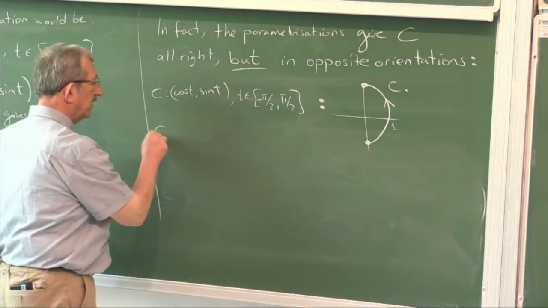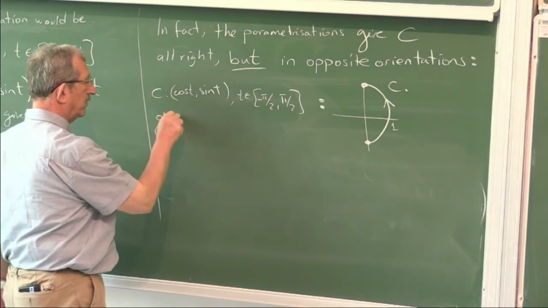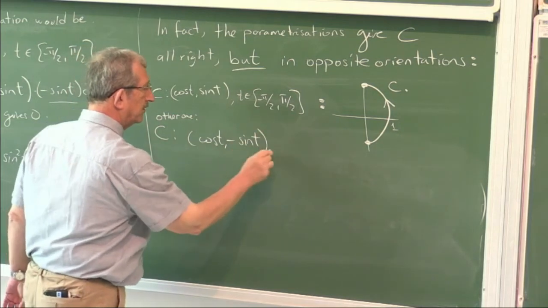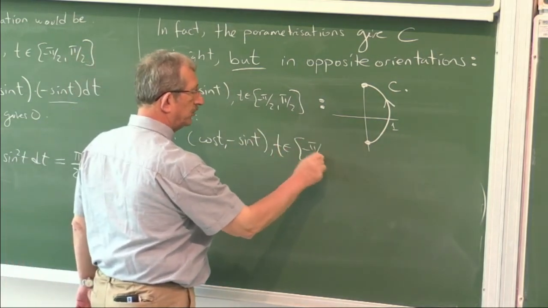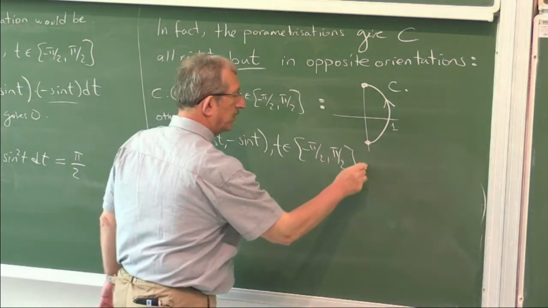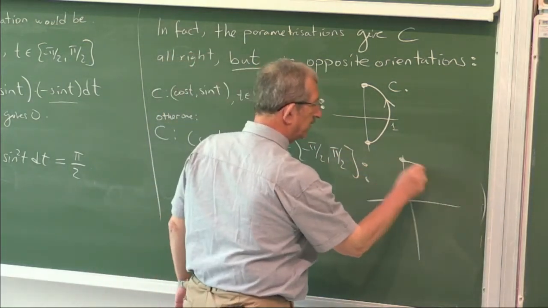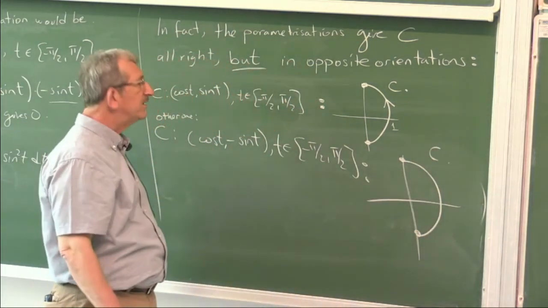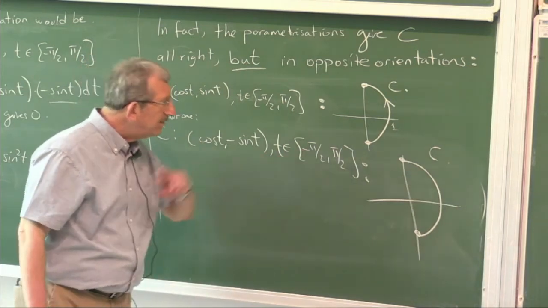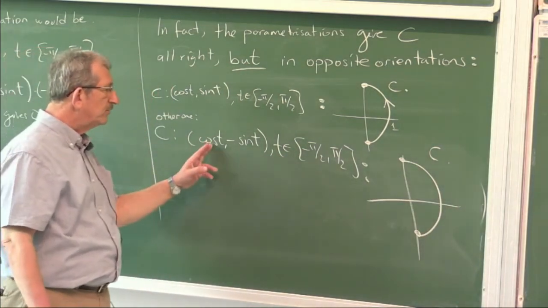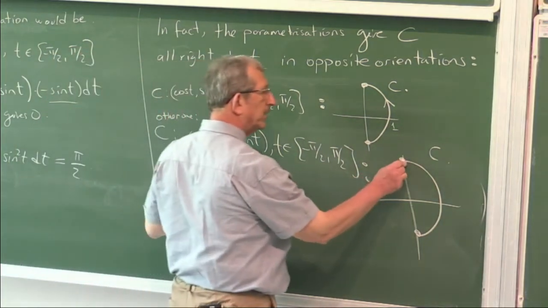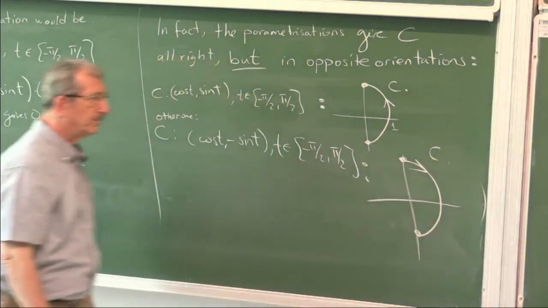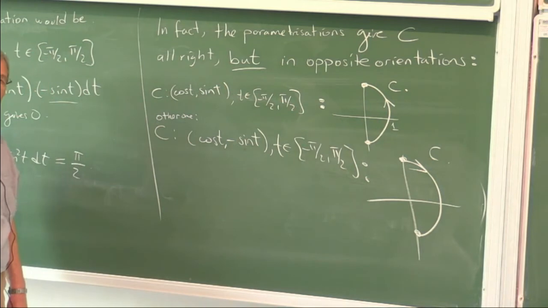On the other hand, the other one, which is cosine t, minus sine t, with t from minus pi over 2 to pi over 2, gives us the same curve, the same C, though not the same C in this sense. When t is at minus pi over 2, this would be 0 and this would be 1, so you would be here. And if you increase t, you move in this direction.